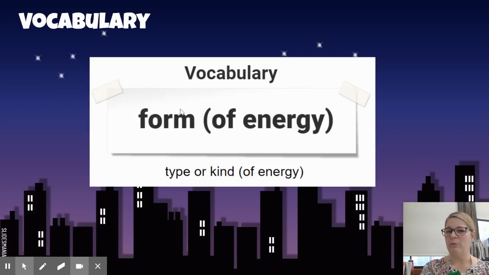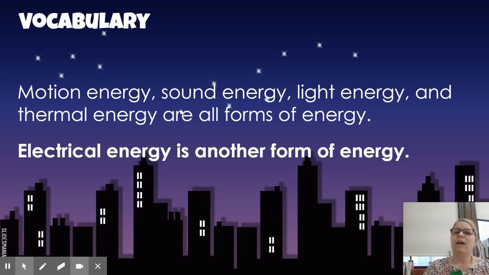We have another vocabulary word, form of energy. So form, as we said before, means type or kind. Type, kind of energy. So we have this variety of energies that we spoke about: motion energy, sound energy, light energy, and thermal energy. Does anyone know what thermal energy is? Thermal energy is something to do with heat. So we'll think about that. We might get back to that in the future.